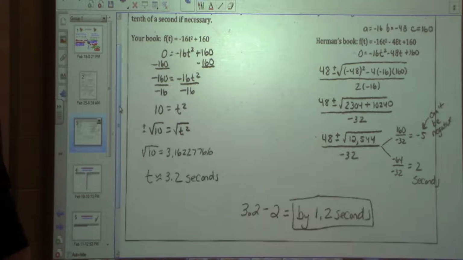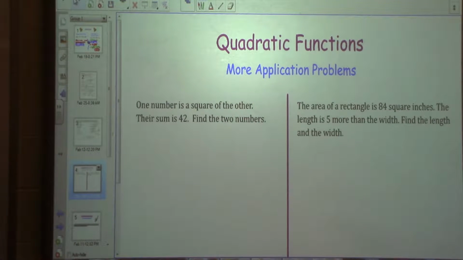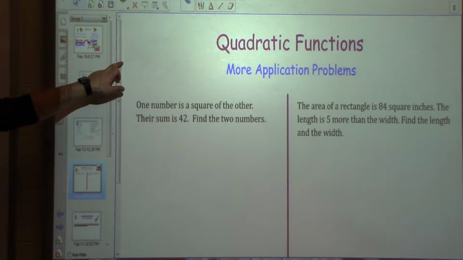Alright, so we're going to do some more application problems today. They're a little bit different for the most part. Some will be like the same as yesterday. But our first couple are different.